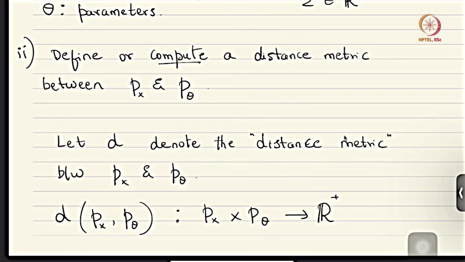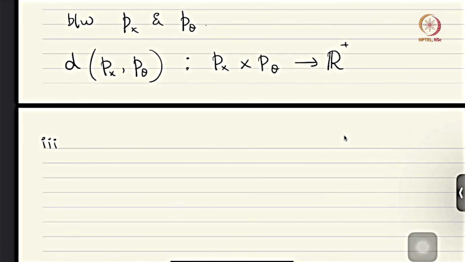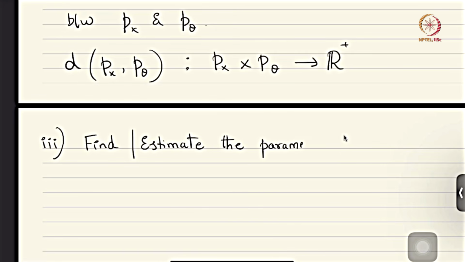So we need a distance metric. So now what have we done? We have chosen a model. We have a distance metric, assuming that we know we can compute it. So now, given a model, it will tell you how far or close this model is to reality. Fine. What is the third step? The final step is, I will complete this and then take your question. The final step is to find or estimate the parameters theta by solving the following optimization problem.